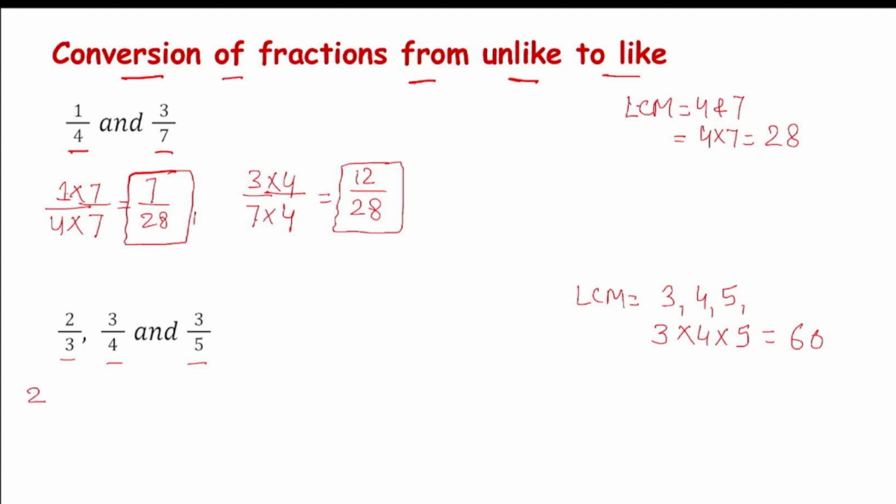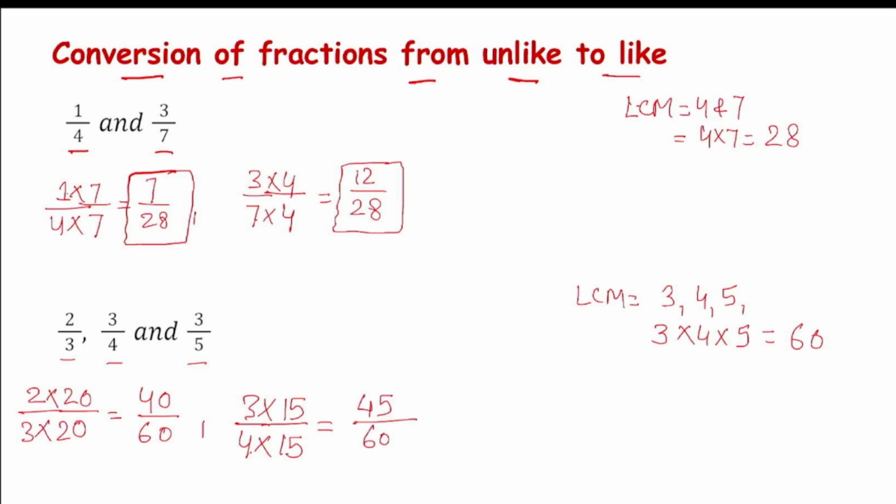So here 2 over 3. To make this 3 as 60, we have to multiply by 20. If we multiply 20 in the denominator, we have to multiply 20 in the numerator as well. So the like fraction will be 40 over 60. Now next is 3 over 4. To make this 4 as 60, we have to multiply by 15 in the denominator. If we multiply 15 in the denominator, we have to multiply 15 in the numerator. After multiplying 15, we will get 45 over 60.